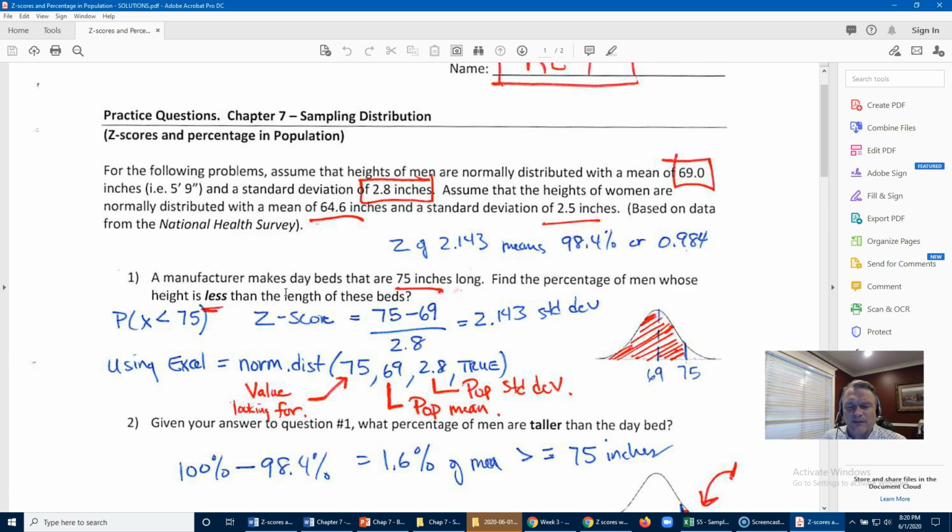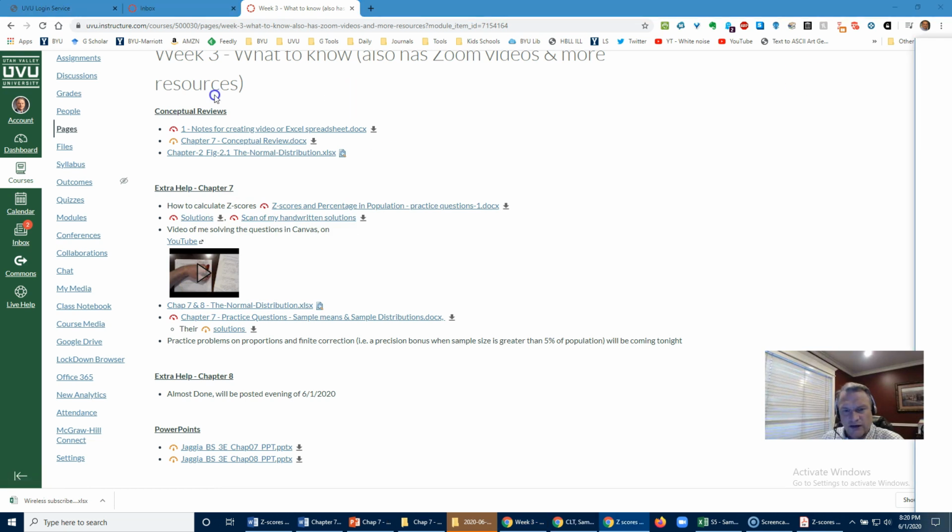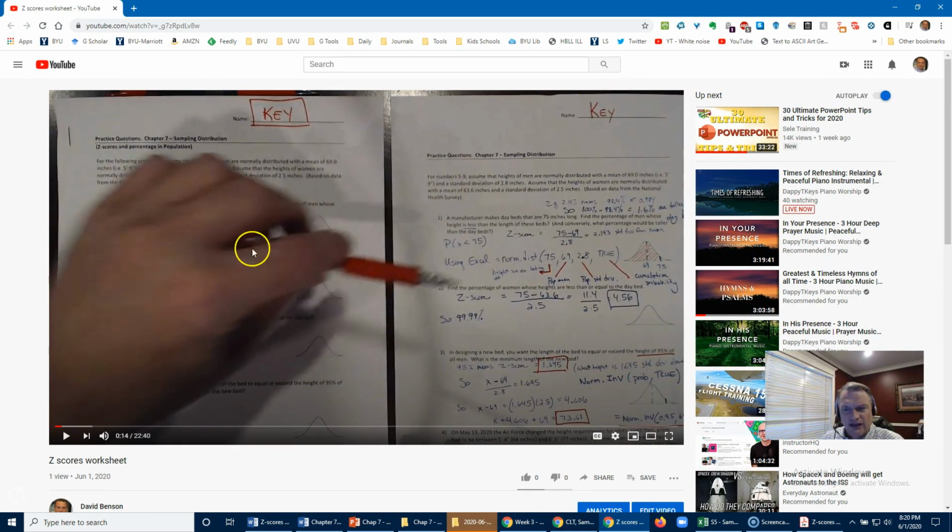This is more how to do Z-scores and percentages. These are the Z-scores you would get with the population, and I'll talk about that in just a second. But I just want to show you that those are the questions. You can choose either of these solutions, and then there is a YouTube video. I'll go ahead and bring it over here. Here it is of me walking through it.